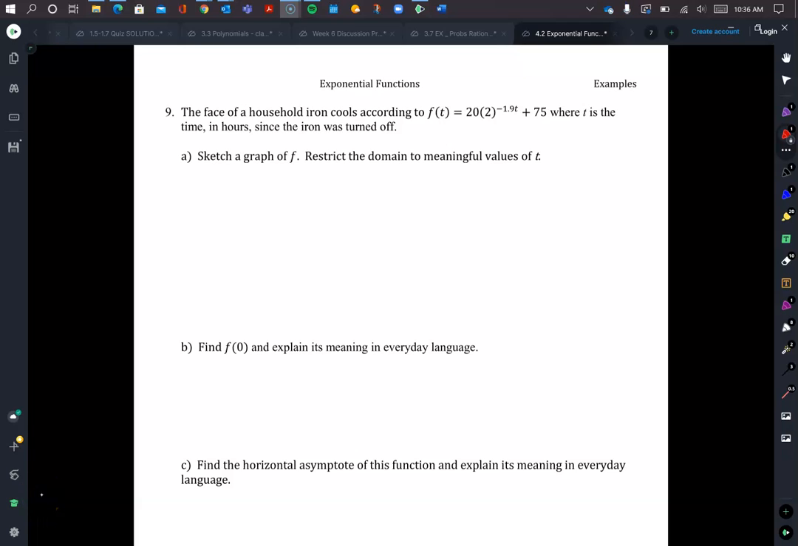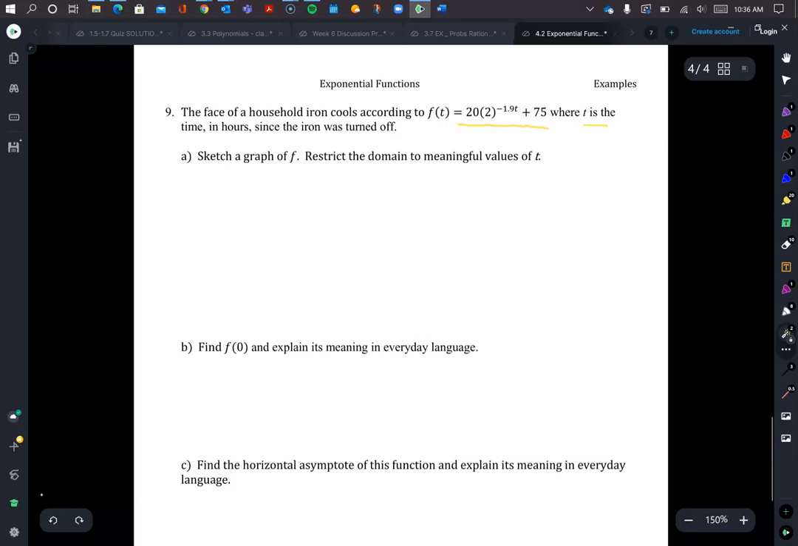Okay, now we're on number 9 of this set of problems, and it's an iron cooling problem. The face of a household iron cools according to f(t) = 20 times 2 to the negative 1.9t, plus 75, where t is the time in hours since the iron was turned off.